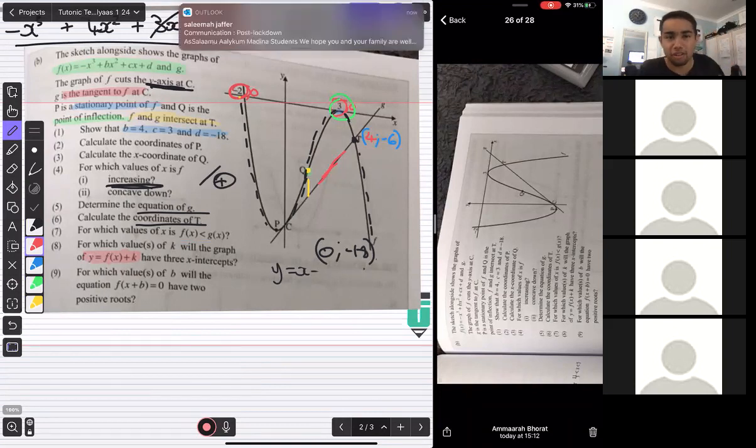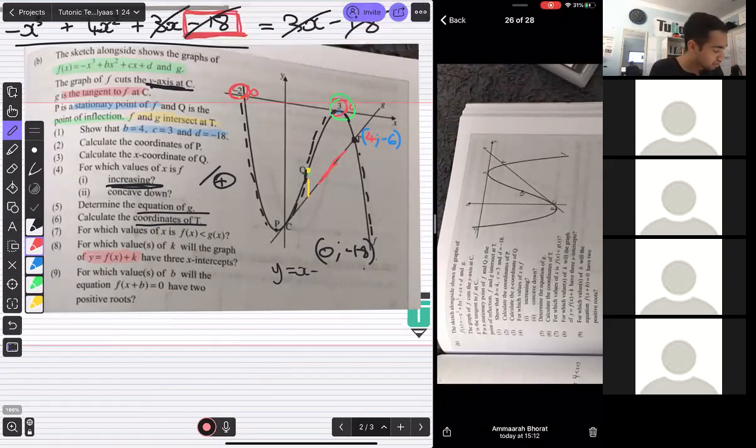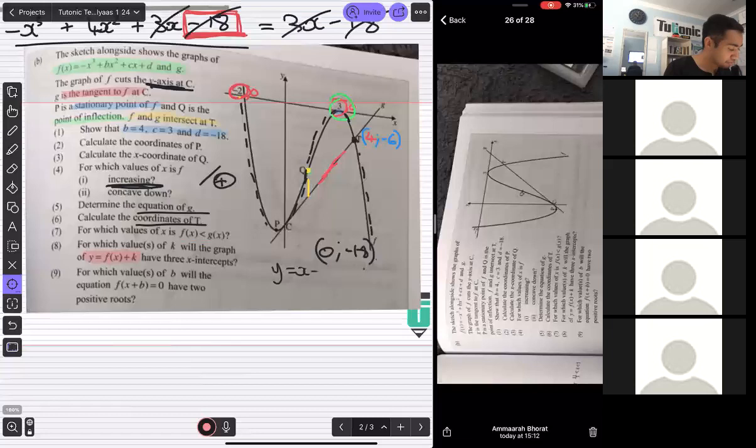So it's not a variable like x. So what do we mean by a variable? A variable is a number like x, it changes, whereas k is a constant. But they're asking for what values of k. So k can change, but it's not like a variable where the function itself changes, where we can choose different values of x and get different values of y. Do you guys understand that? K is a constant.